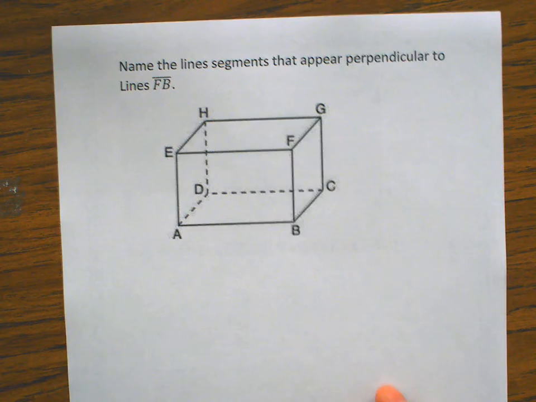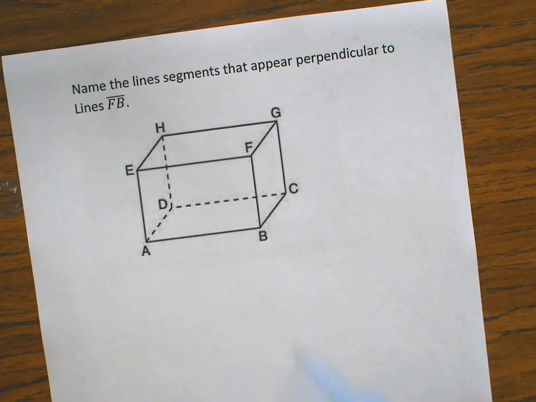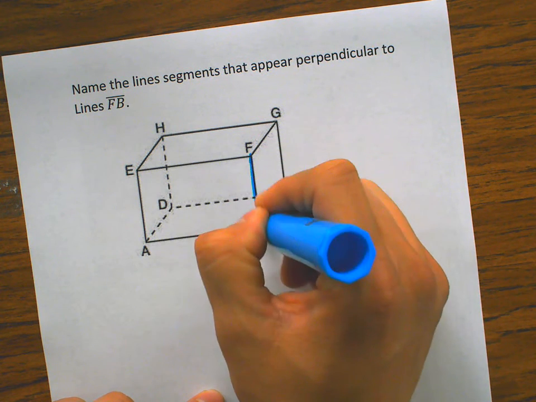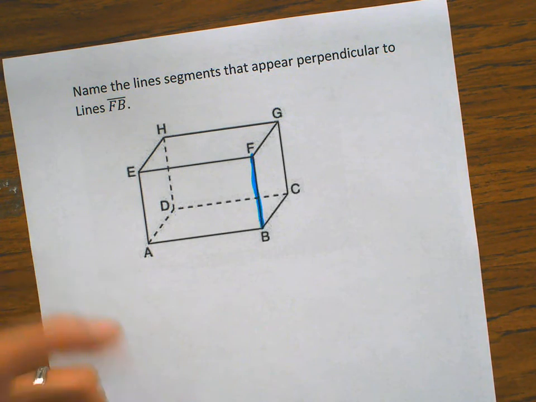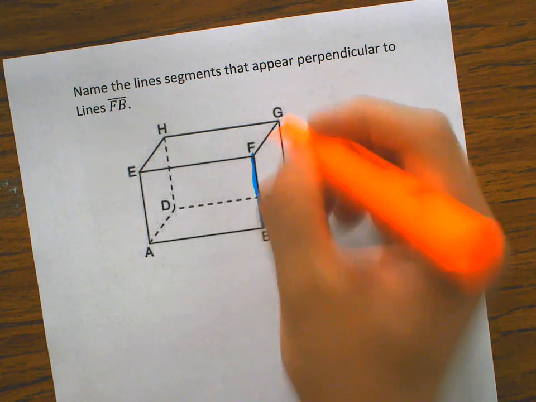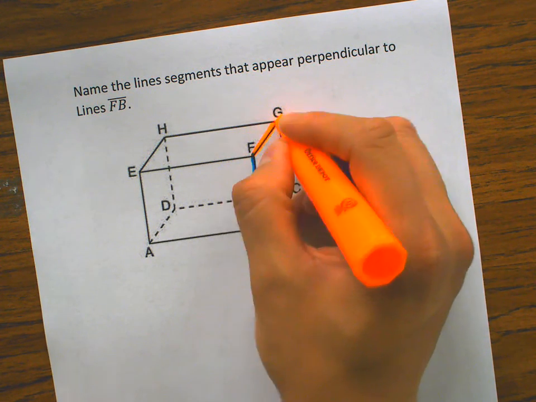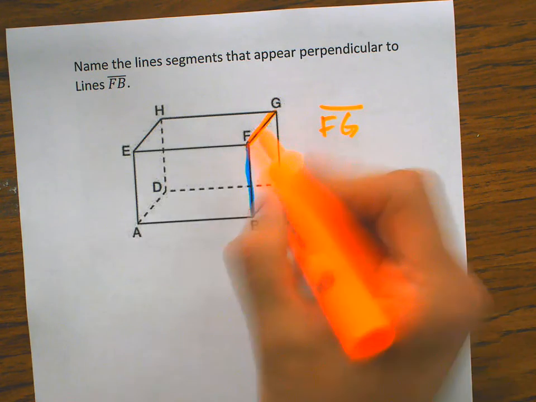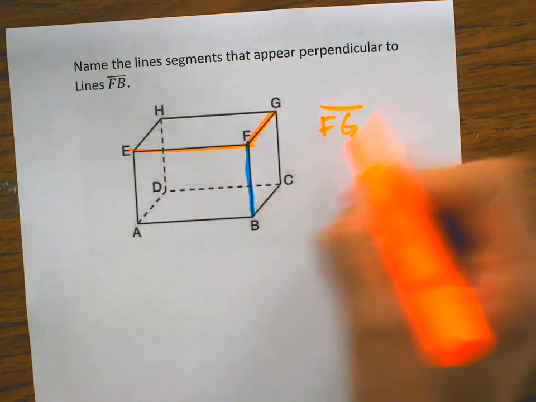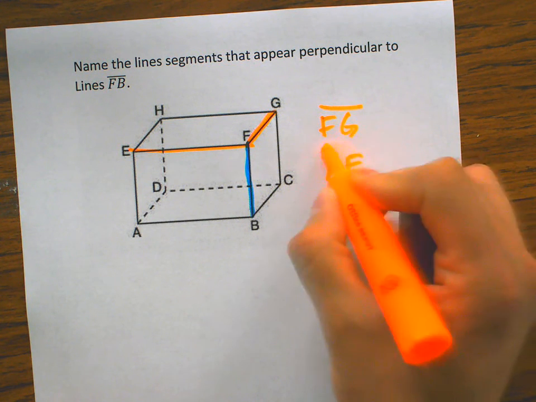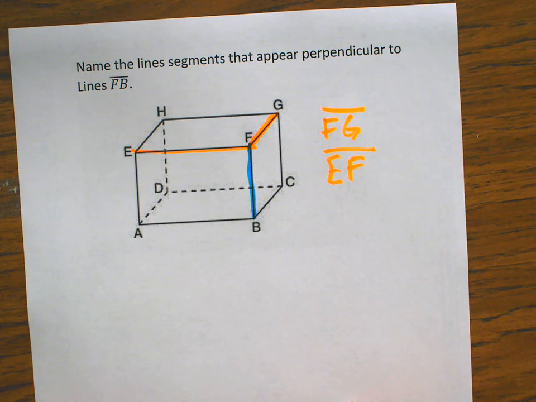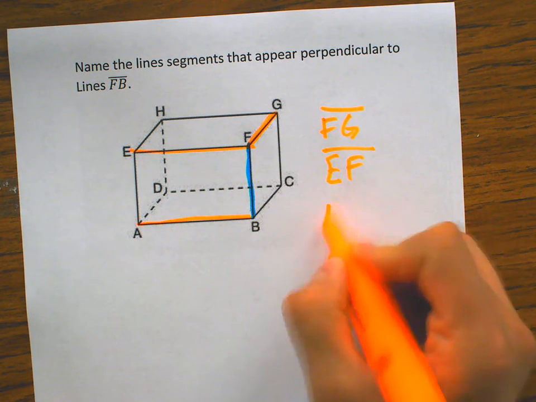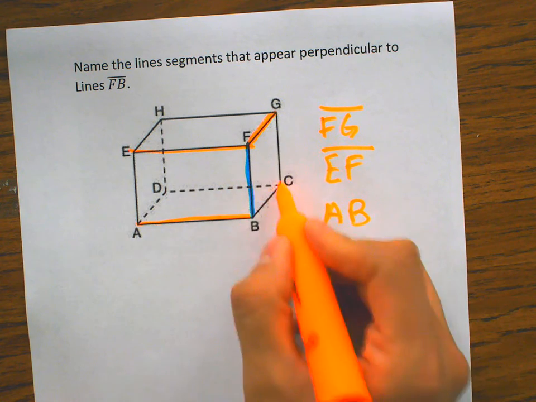All right, for the last one. Name the line segments that appear to be perpendicular to FB. So here is FB. Now the lines that appear to be perpendicular are going to be the following. You have FG, you have EF, apparently those are the only two. Oh, actually, no, look at the bottom ones. So we have AB, and we also have BC.